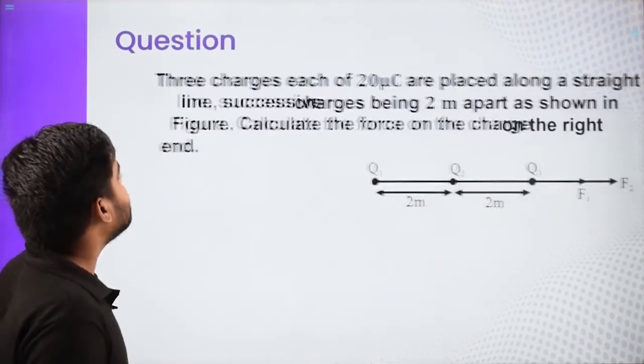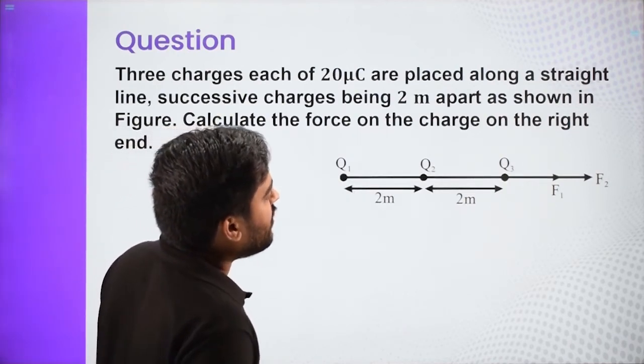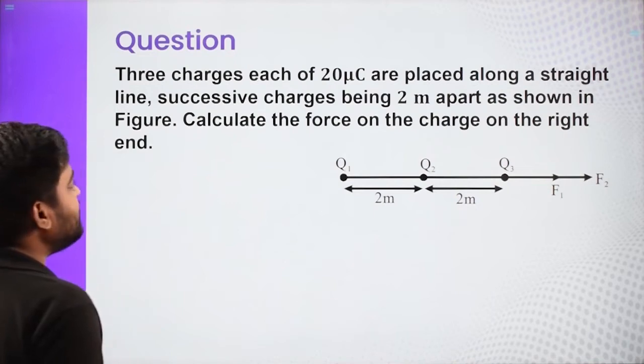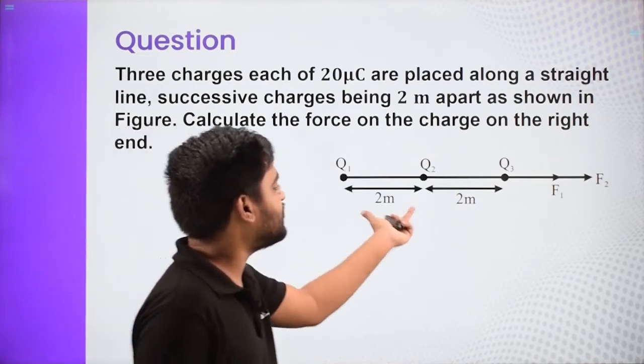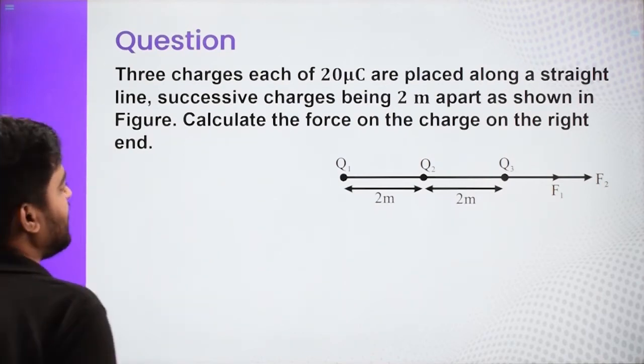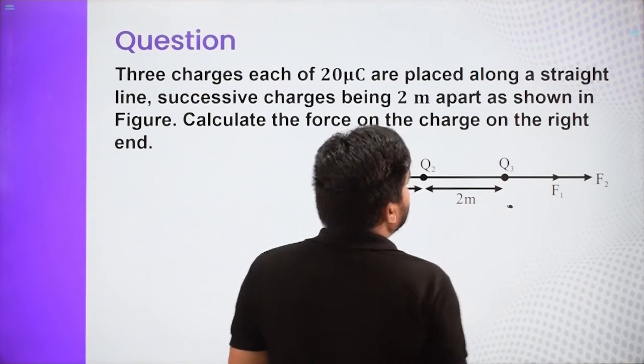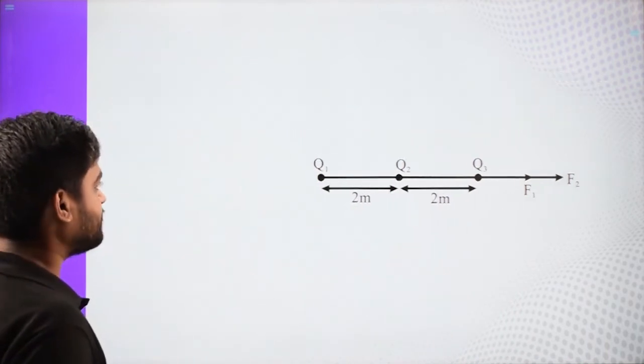Now next is a question. This question says, 3 charges each of 20 microcoulomb are placed along a straight line, successive charges being 2 meter apart. So this is 2 meter and this is 2 meter as shown in the figure. Calculate the force on the charge on the right end. So we need to get the net force acting on this particular charge.